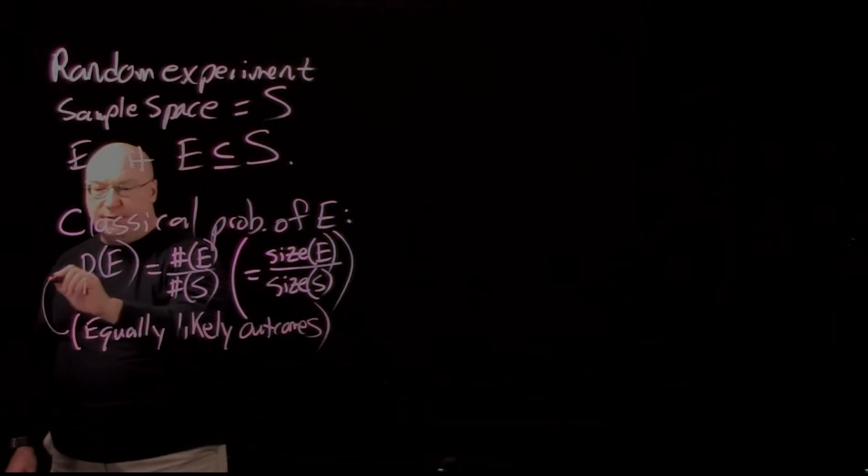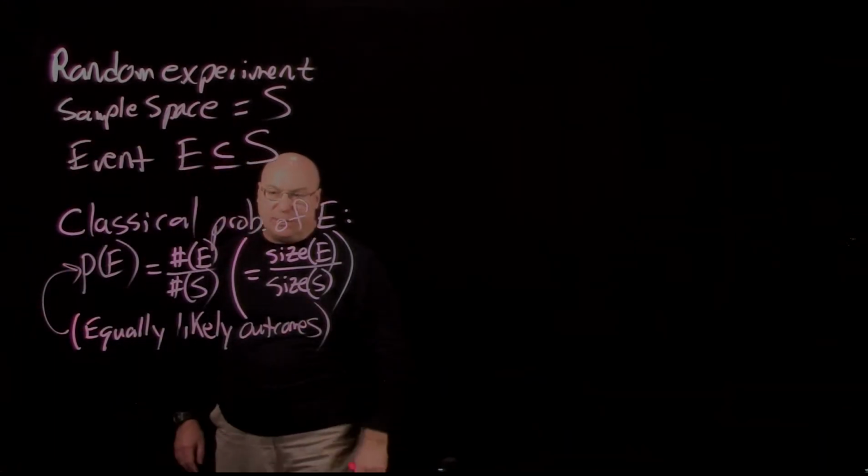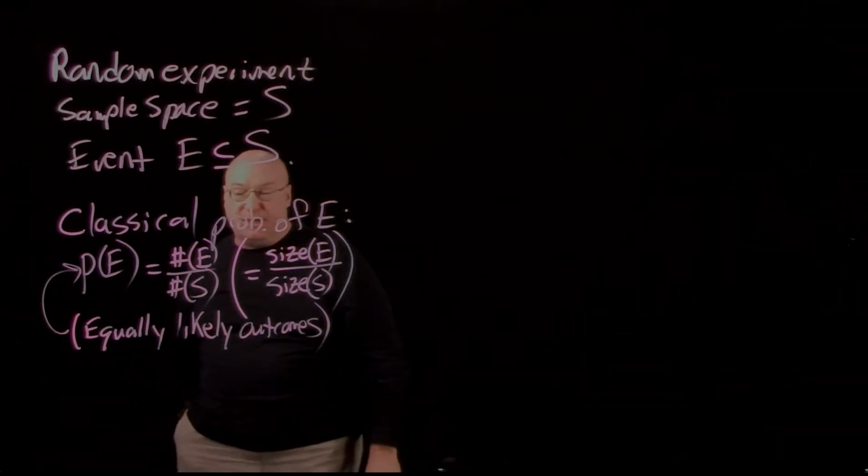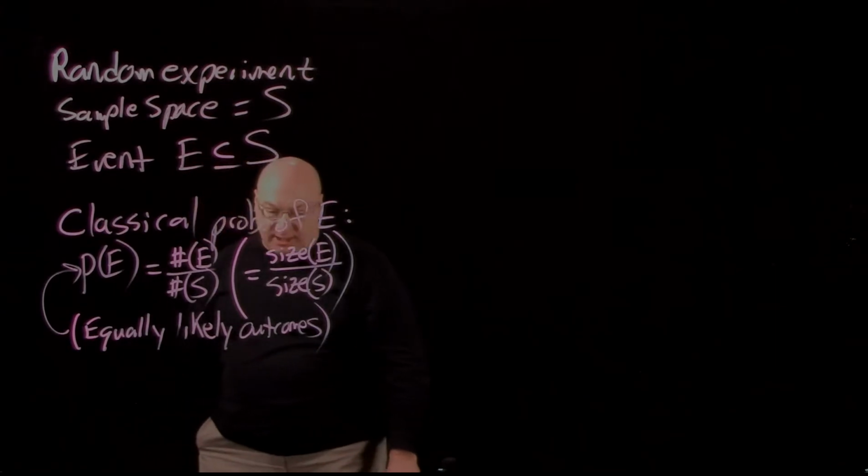That assumption goes up there because if we don't have equally likely outcomes, then we saw we can't just count the number of things in E and divide by the number of things in S. We don't get the right answer that way.